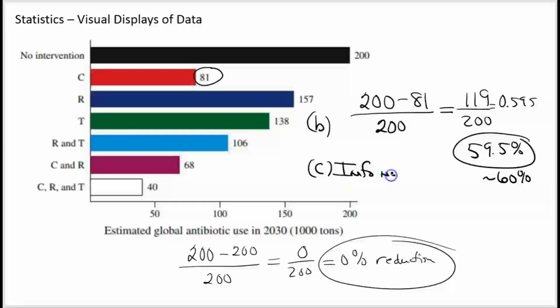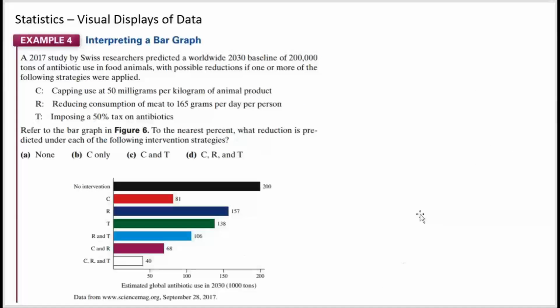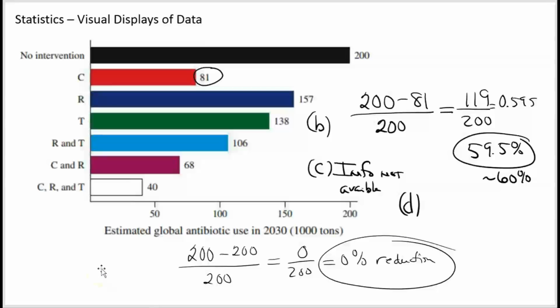Info not available. We can't do that one. Okay? And let's look at question D. I'm flipping the page on you. Now D says CR and T. If you'll notice down here at the bottom in white, there is a CR and T. Let's zoom in on it. There it is. CR and T is 40. That's the one that has the maximum effect. Of course, if you do everything, you would think that would have the maximum effect, but it's certainly not necessarily.